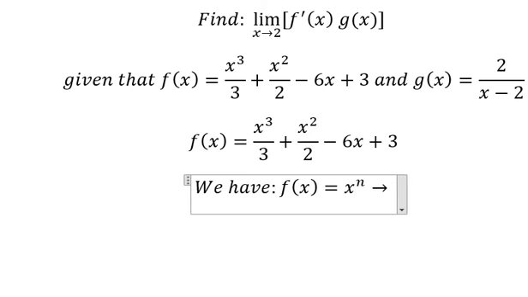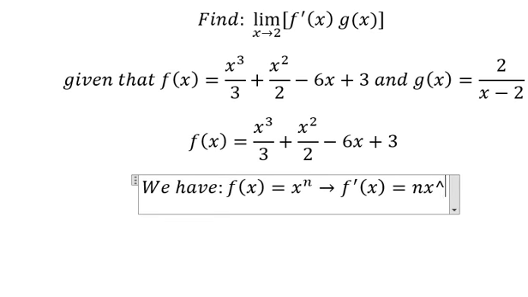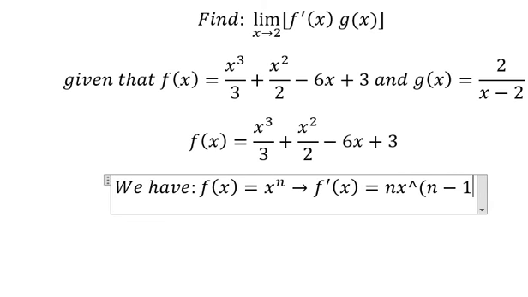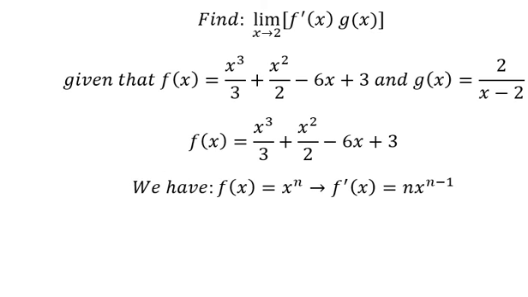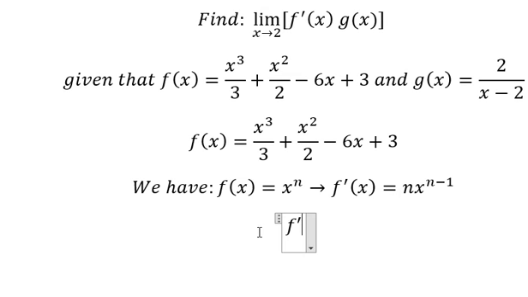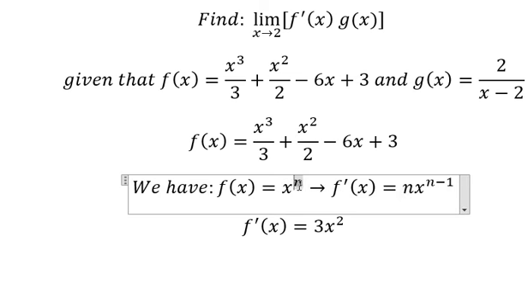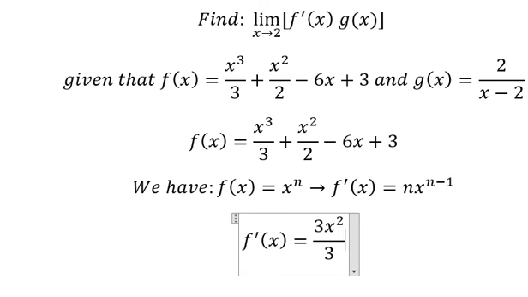So if we do first the derivative f of x, we have n x to the power of n minus 1. So if we do first the derivative of this one, we have 3x to the power of 2. So we put number 3 down here. And that's why we have 3x to the power of 3 minus 1. And that's about number 2 over number 3.